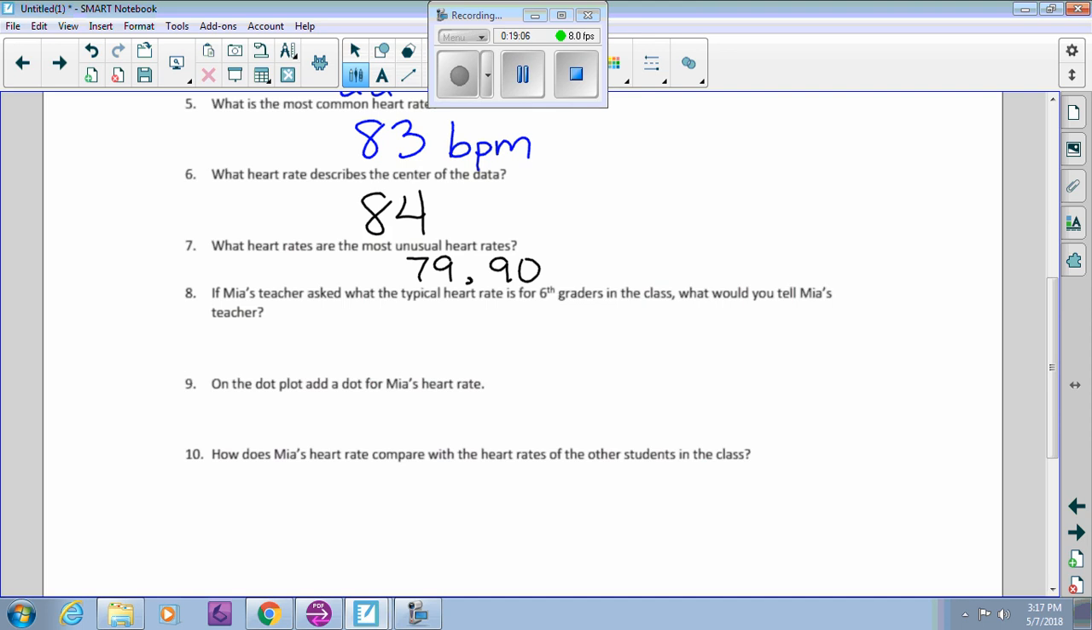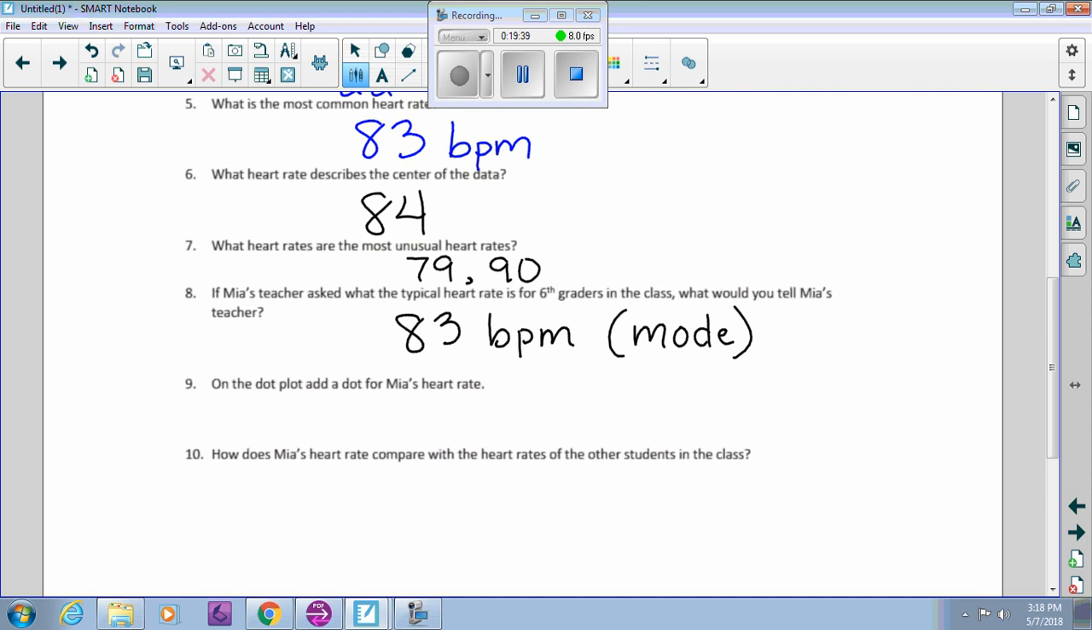It says, number 8, if Maya's teacher asked what the typical heart rate is for 6th graders in the class, what would you tell Maya's teacher? Well, right now, based on that graph, I noticed that most kids seem to have 83. So I would say 83 for now, and I'm basing that off of the mode. And in parentheses, I'm going to write mode. That means that's the one that occurs the most. We saw 4 kids that had a BPM of 83, and that was more than any other pulse.